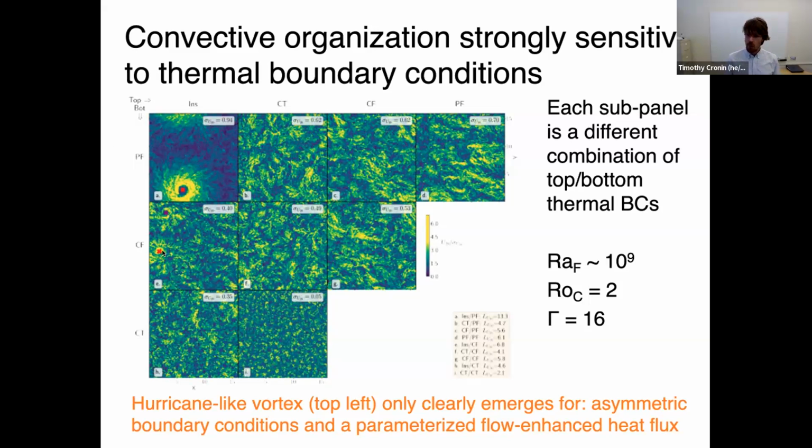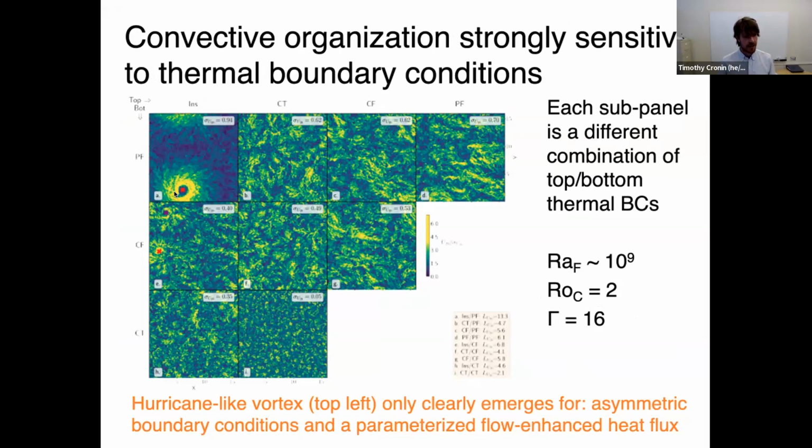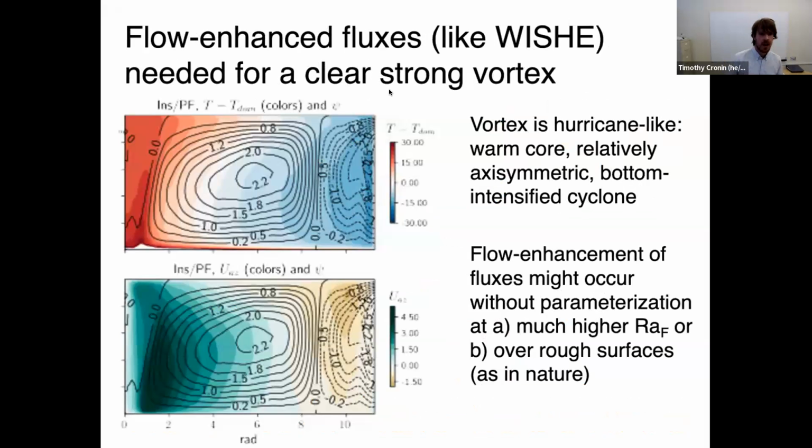We also see some weaker persistent vortexes emerge that are less clearly hurricane-like in a setup where there's a constant heat flux on the bottom above an insulating top. And so just to zoom in on the vortex shown at the top left here that looks really clearly hurricane-like, it's got a warm core. So this top panel is showing temperature anomalies relative to the domain in height, radius space. It's relatively axisymmetric. It has similar winds on all sides of it.